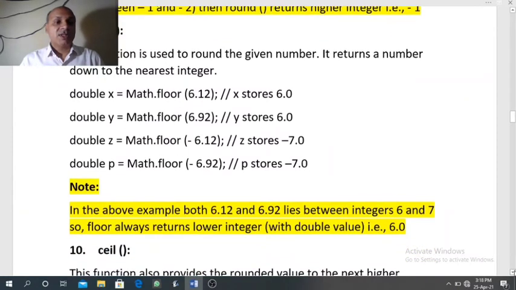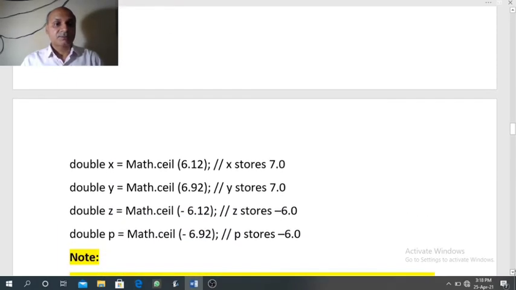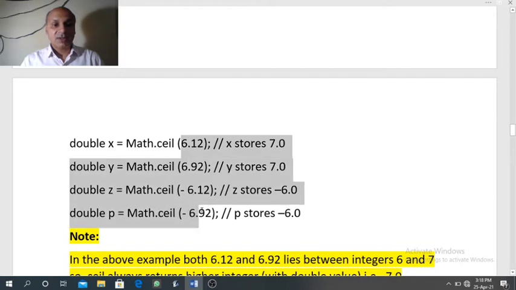Now in the case of the ceil function, I have taken the same examples. I have just copied the above examples here, only the answers will change. Ceil gives the ceiling value or higher value between the two integers. So in the first case, 6.12 is between 6 and 7.